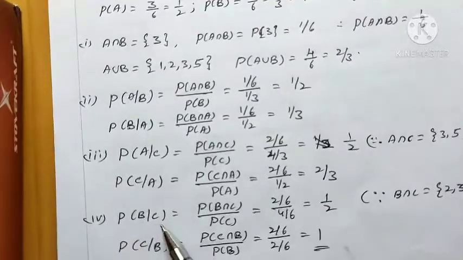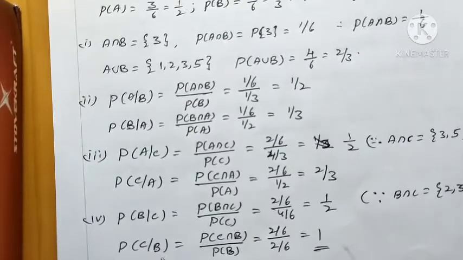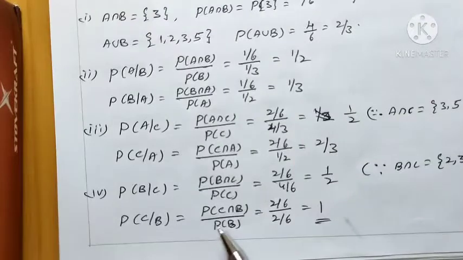Next, P of B by C is equal to P of B intersection C by P of C, that is equal to 2 by 6 by 4 by 6, 1 by 2, since B intersection C is equal to the set {2, 3}. P of C by B is equal to P of C intersection B by P of B, that is equal to 2 by 6 by 2 by 6, that is equal to 1.